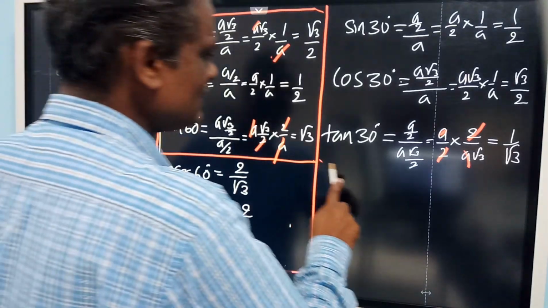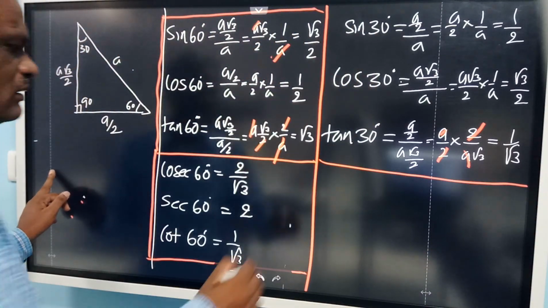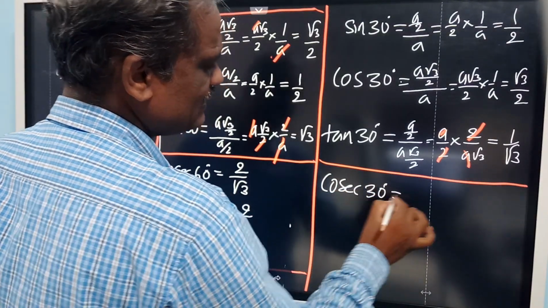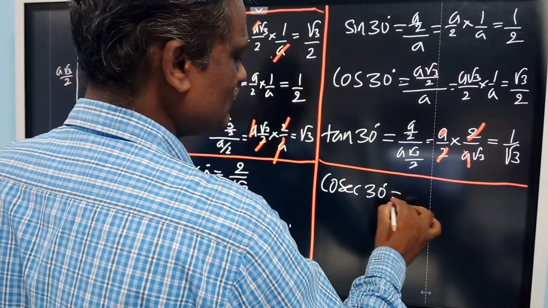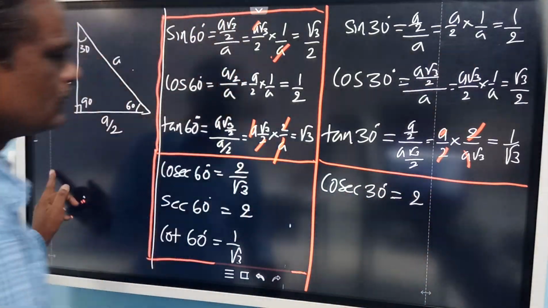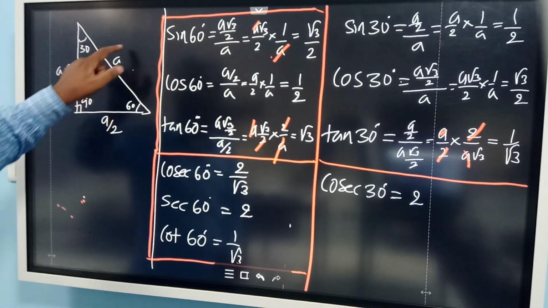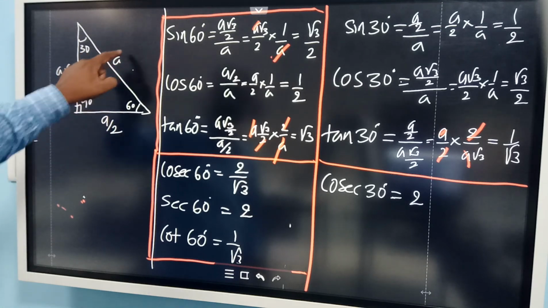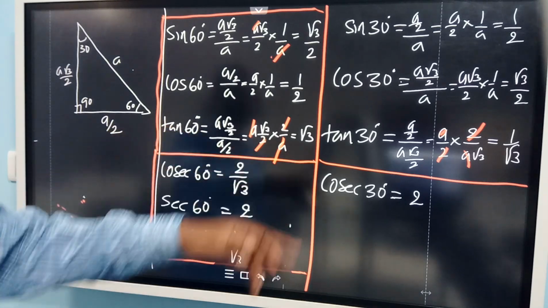So now the remaining are easy to write. They are the reciprocals. See, cosec 30 degree is the reciprocal of sin 30. It is 1 by 2, so it will be 2. That is nothing but hypotenuse divided by opposite side, with reference to 30 degree. Hypotenuse by opposite: a divided by a by 2. 2 will go to the numerator. So therefore it is 2.